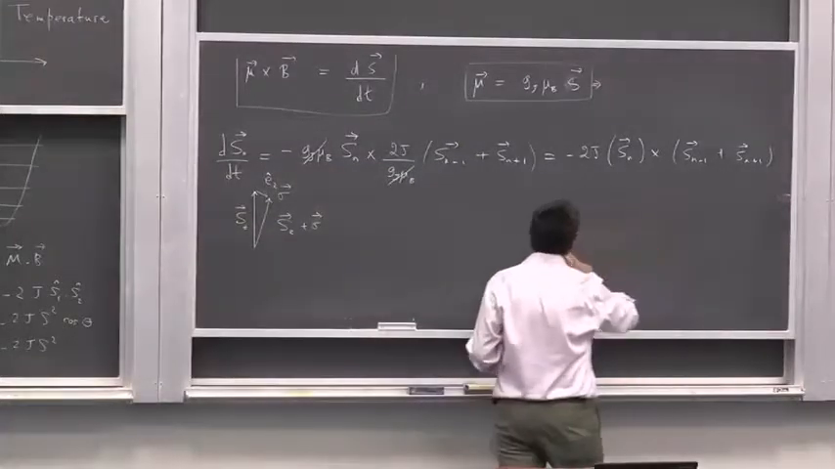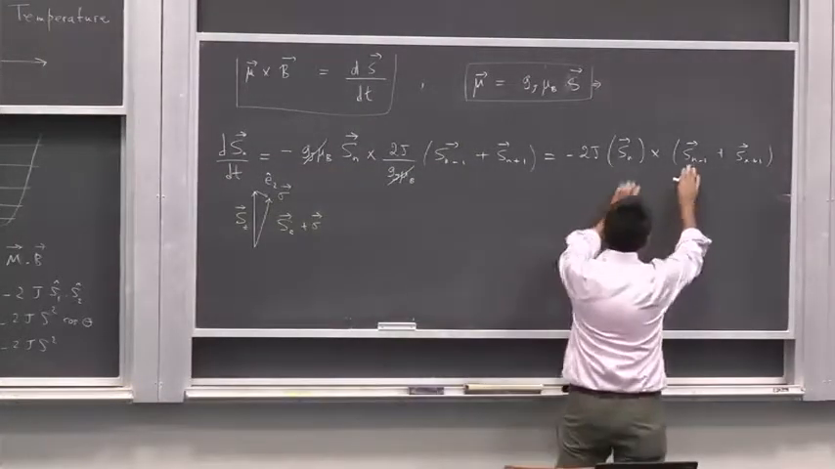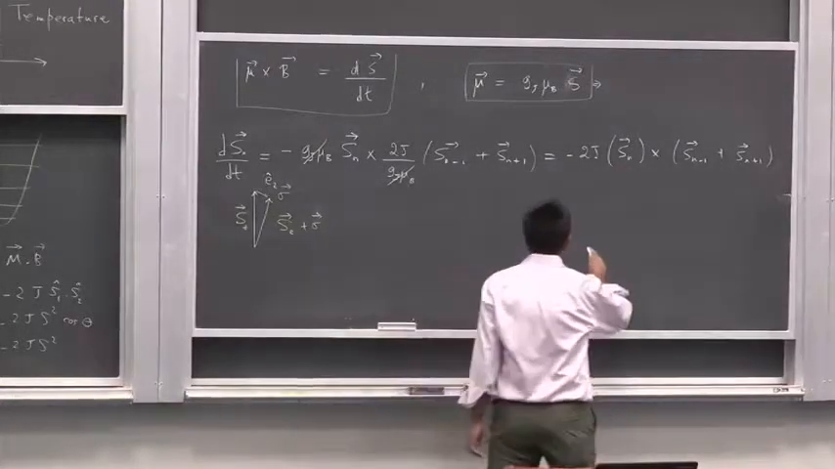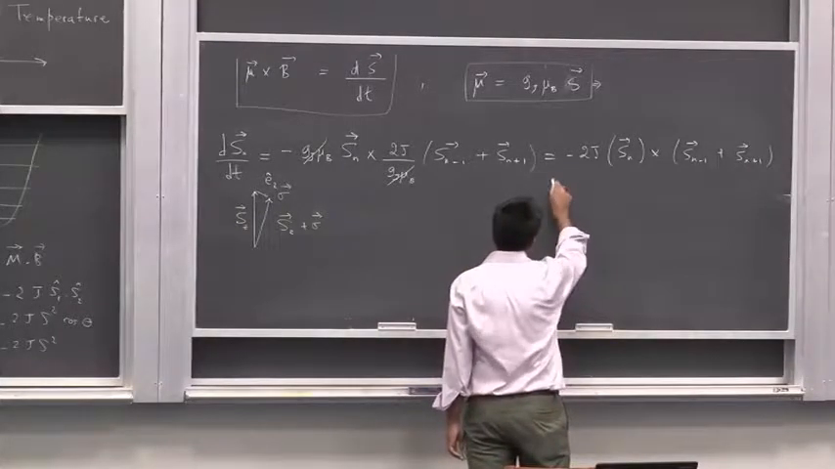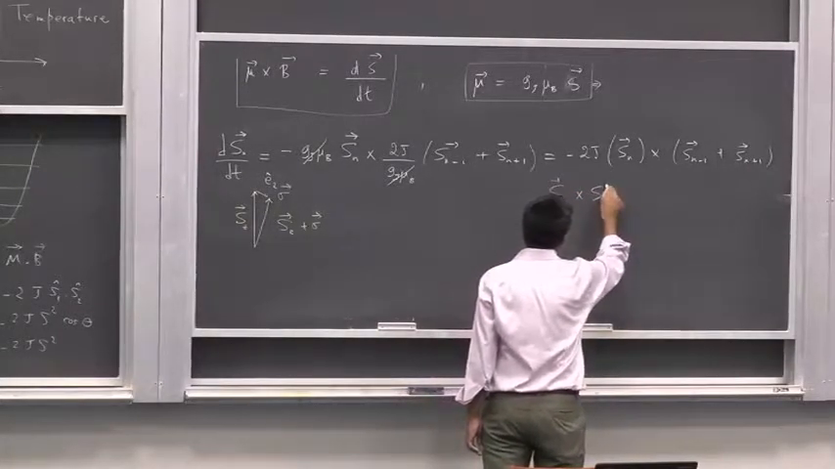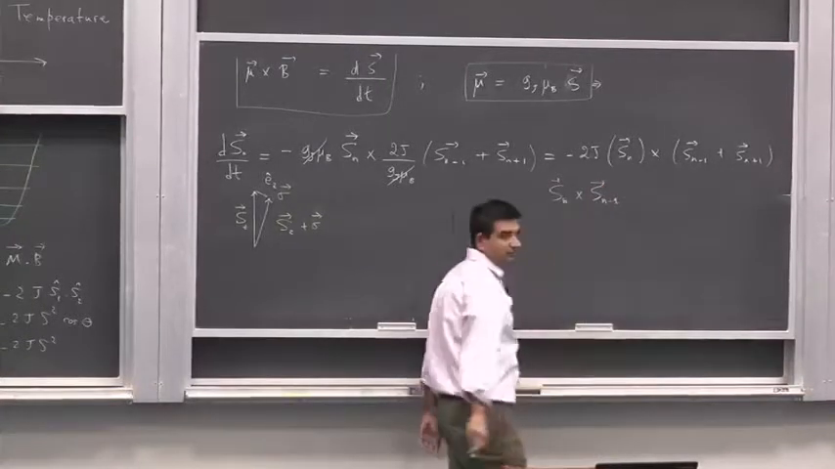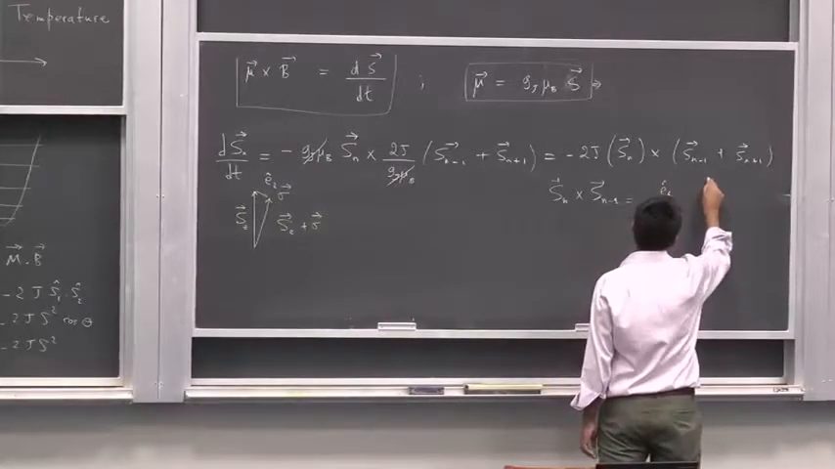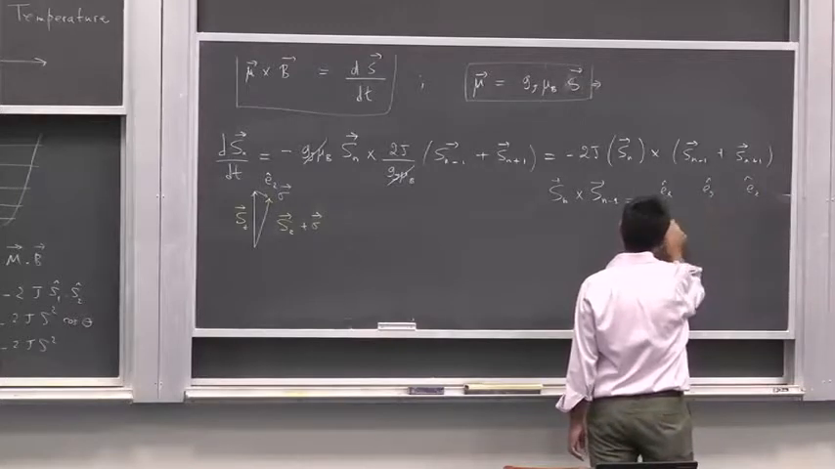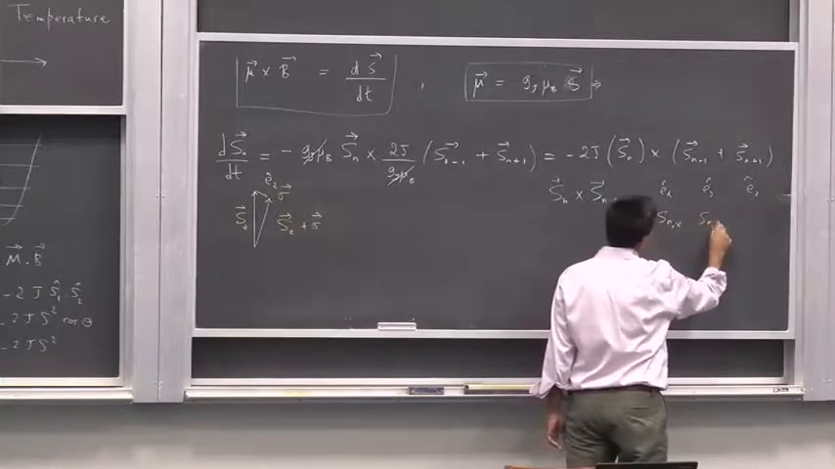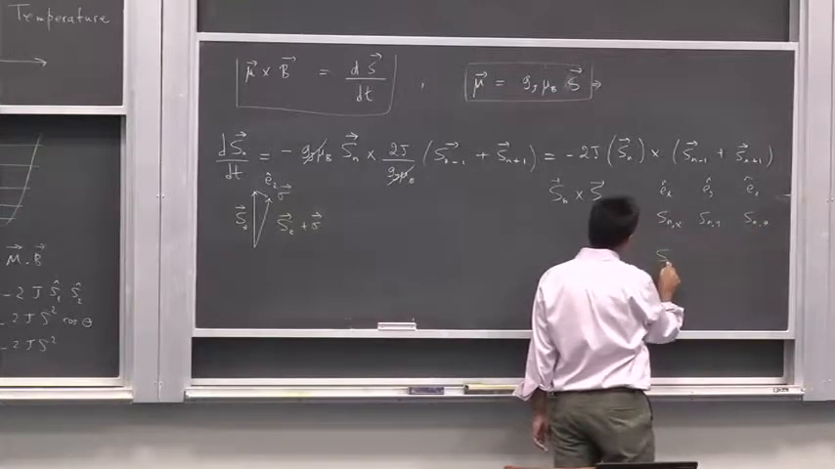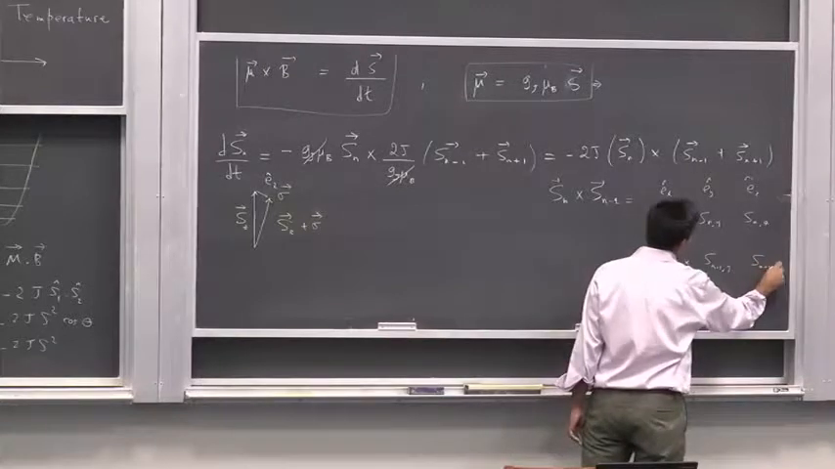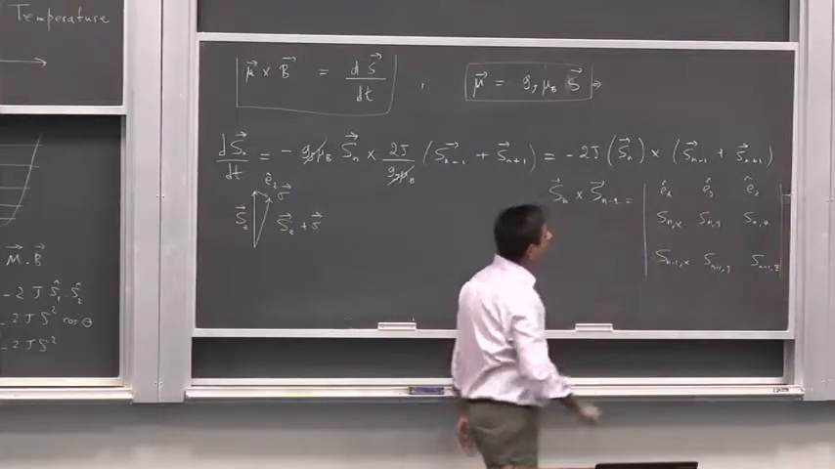Suppose I would like to find out this cross product between two spins. Now if I take any two spins, S_n crossed with S_(n-1), let's find out this cross product. It's going to be the determinant with E_x, E_y, E_z, then S_n's x component, S_n's y component, S_n's z component, and S_(n-1)'s x, y, and z components. Okay, this is what this is going to be.